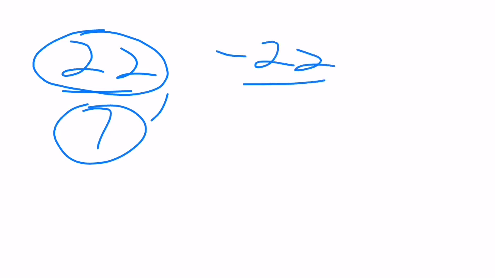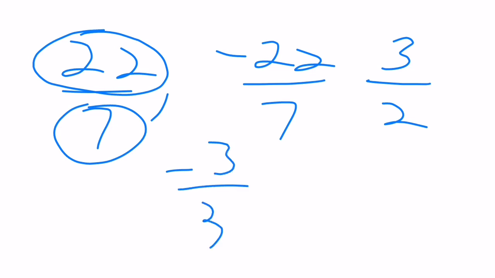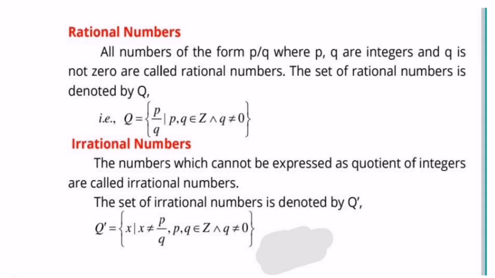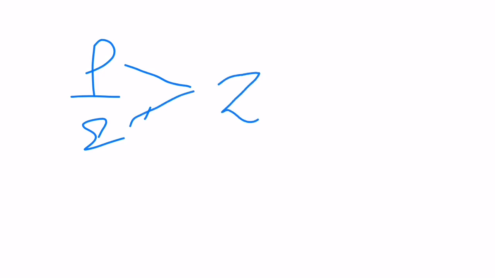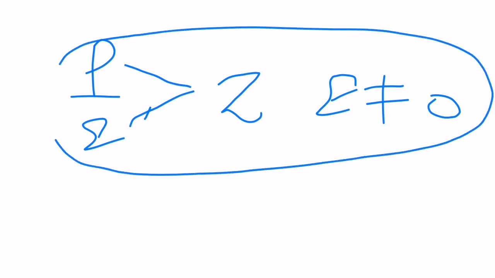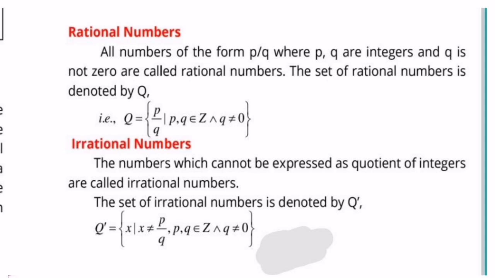-22 divided by 7, 3 divided by 2, -3 divided by 2. Means a number which is written as p by q, where p and q must be integers and q not equal to 0. If a number satisfies this condition, then the number is called a rational number.